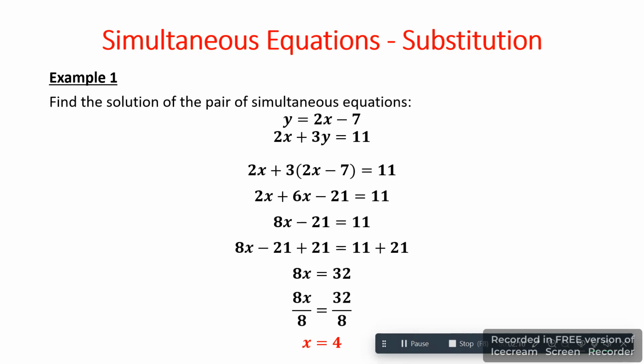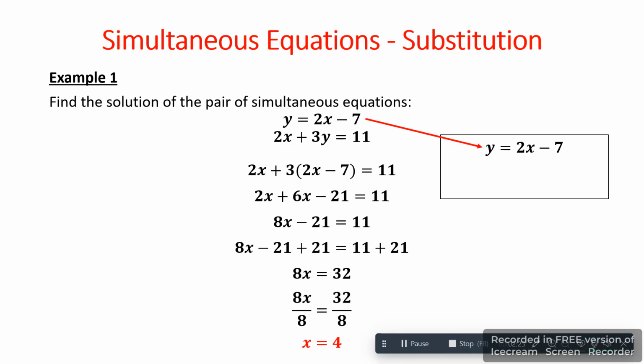We need to go back and find out the value for y as well. Now we could use any of the two equations we've been given at the start. I like to use the one that has y equal to something. So let's use this equation, and let's grab the x value of 4 and substitute that into this expression. So y is equal to 2 times 4 minus 7. 2 times 4 is 8. 8 minus 7 is equal to 1. So we now know y is equal to 1.